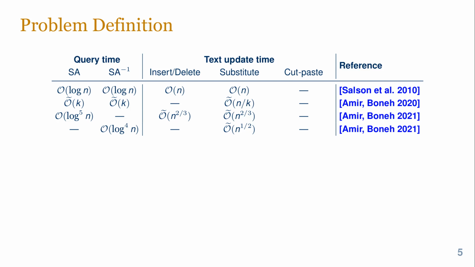More recently, they also described a structure able to either perform suffix array queries in polylog n time and updates in O(n^(2/3)) time, or inverse suffix array queries in polylog n time and substitutions in O(√n) time.